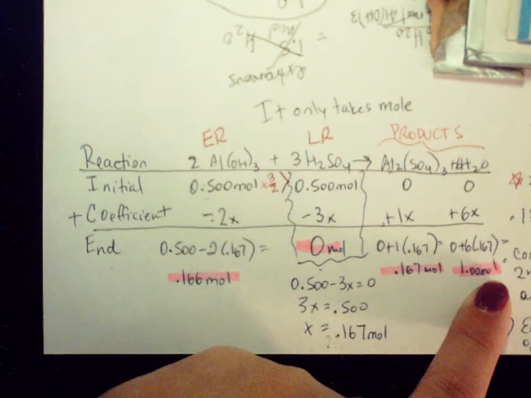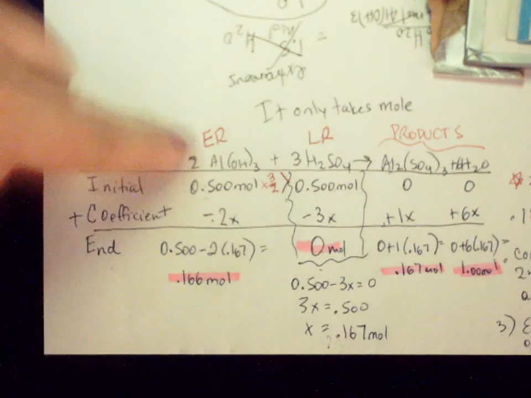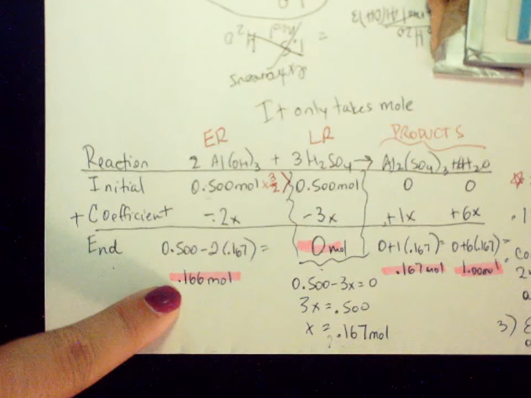And then in the last part, they ask how many moles of excess reactant are left over. Well, how much of excess is left over? So how much bread and cheese is left? Because I'm lonely and I only have one friend.